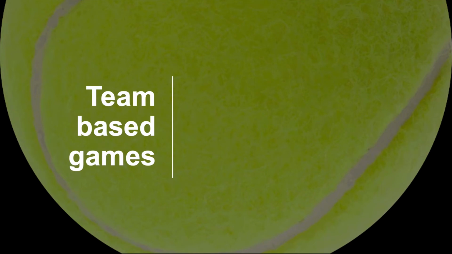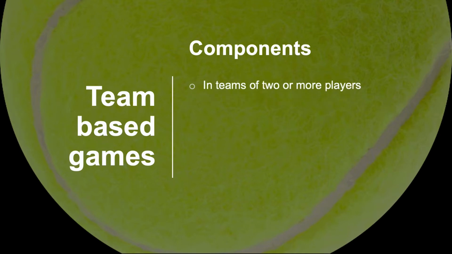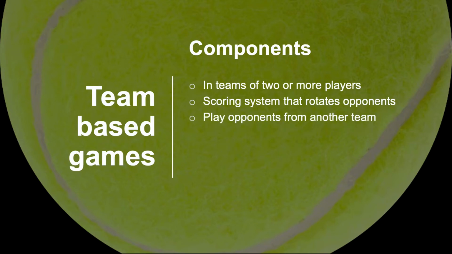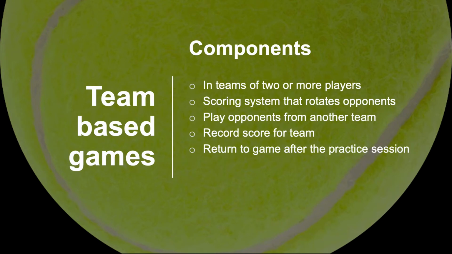Team-based games have been promoted by Tennis Canada because of the belief that team affiliation brings players into a closer competition and encourages them to engage more in the process of learning for the team as well as for themselves. The idea is that a scoring system causes players on one team to rotate against opponents from the other team. The key idea is you record the score for the team and return to this game after a practice session to repeat it to see the improvement, or add the scores together from the first and second version of the game.